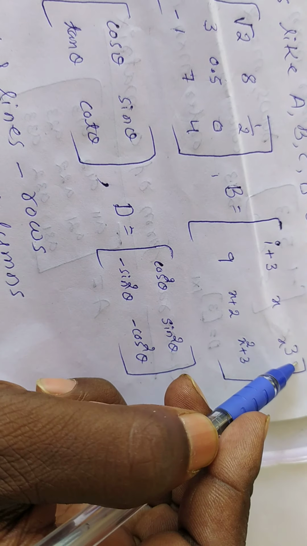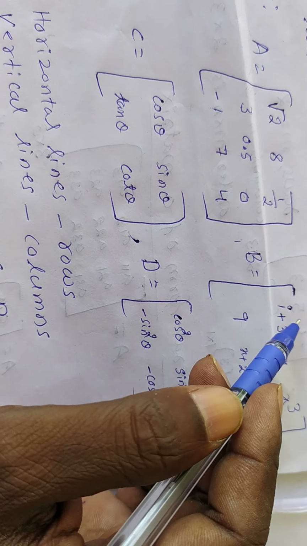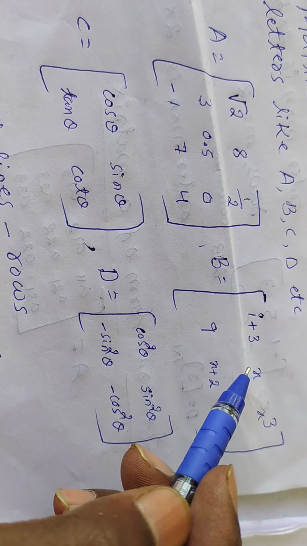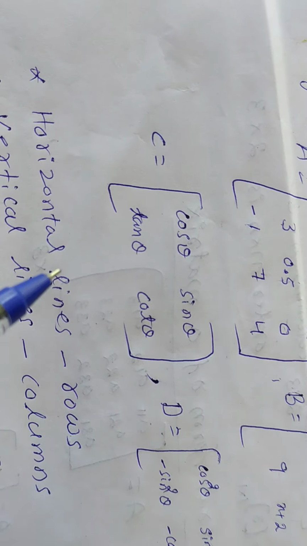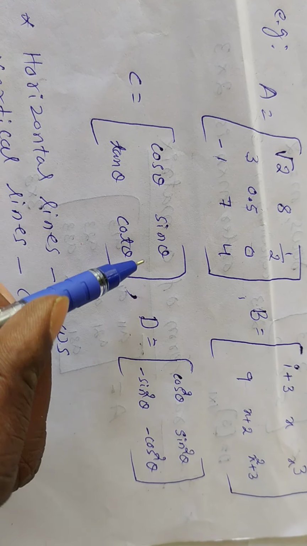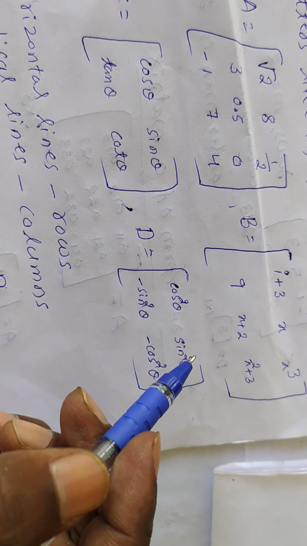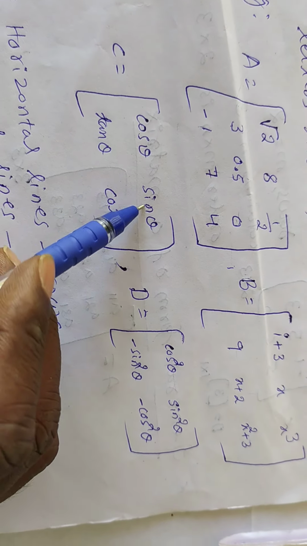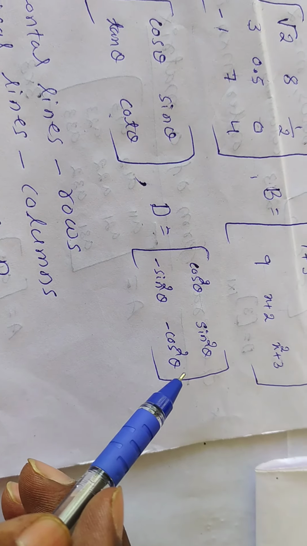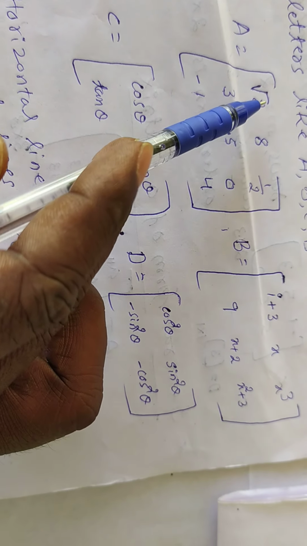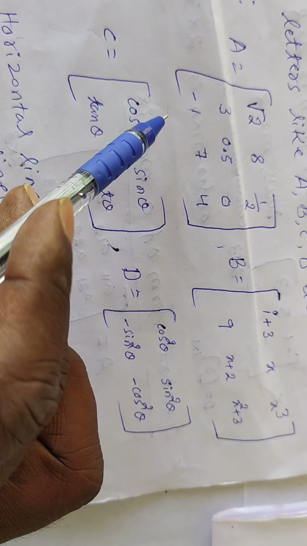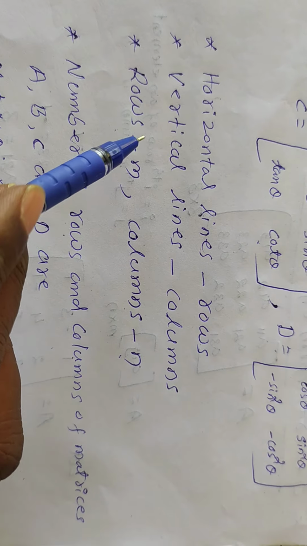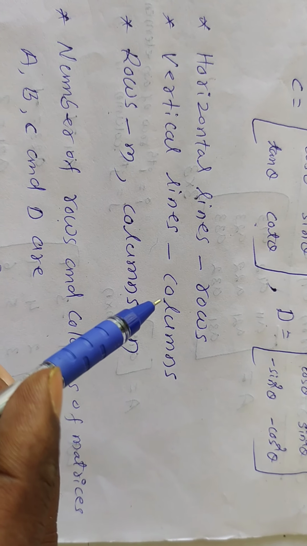Here, first row, second row; first column, second column, third column. So 2 rows, 3 columns. Here, first row, second row; first column, second column. Here 2 rows, 2 columns. Here also 2 rows, 2 columns. Horizontal lines are called rows. Vertical lines are called columns. Rows are represented by m and columns are represented by n.